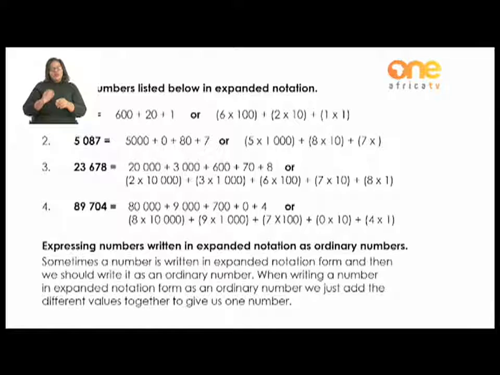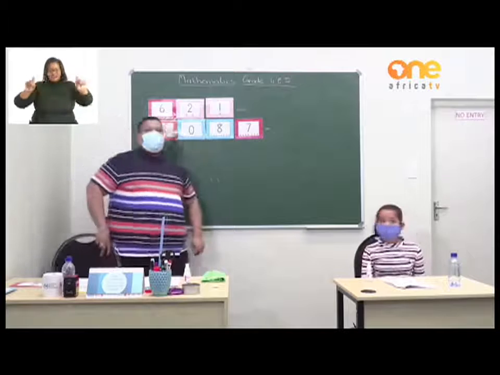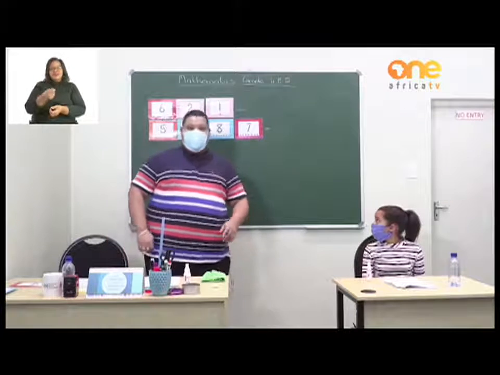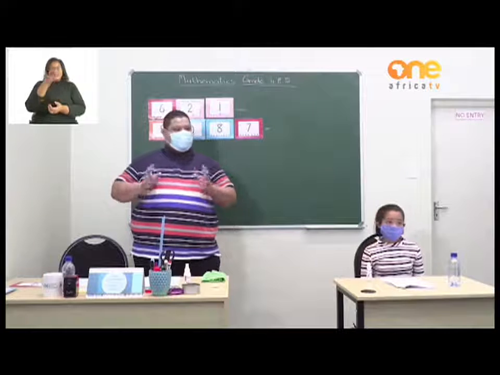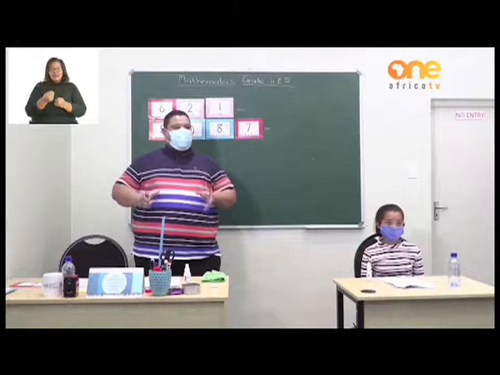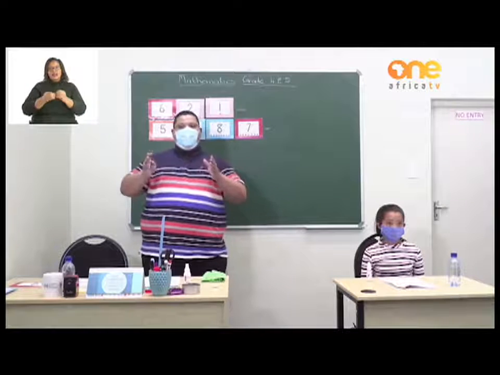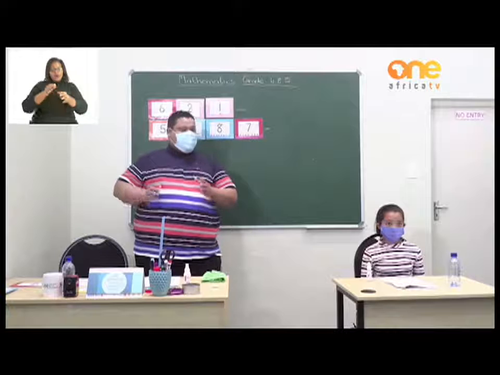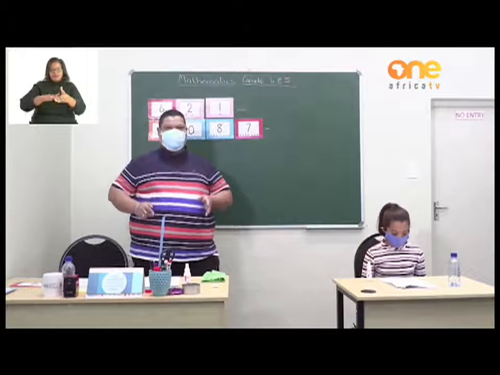Now, if we go to the board, let's try the first two examples. Let's go to our chalkboard. Here we have 621. Now, this is the number. They want us to write that number in expanded notation. So we're going to break up the numbers according to their values. My friend, you have got your book in front of you. Are you ready? Let's start.